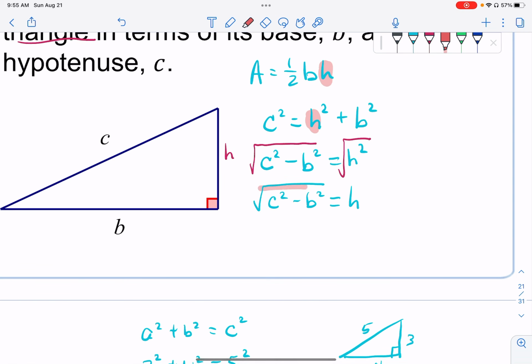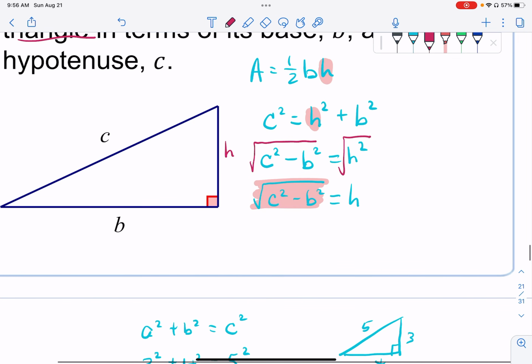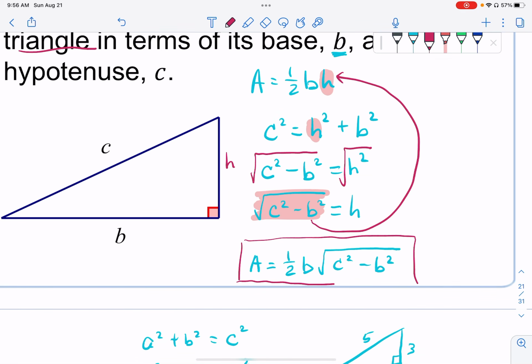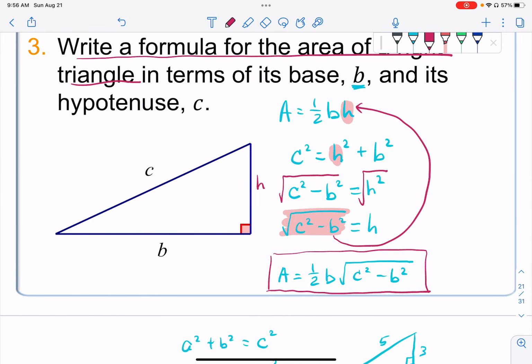Now, for substitution, I'm going to take this whole guy right there, and I am going to substitute it in for h in the area formula. To rewrite my area in terms of the base and the hypotenuse, it goes like this. 1/2, this b can stay, because the original problem says that base is one of the independents. Take out the h, replace it with the square root of c squared minus b squared. There you have it, folks. The area of a right triangle in terms of just its base and its hypotenuse.